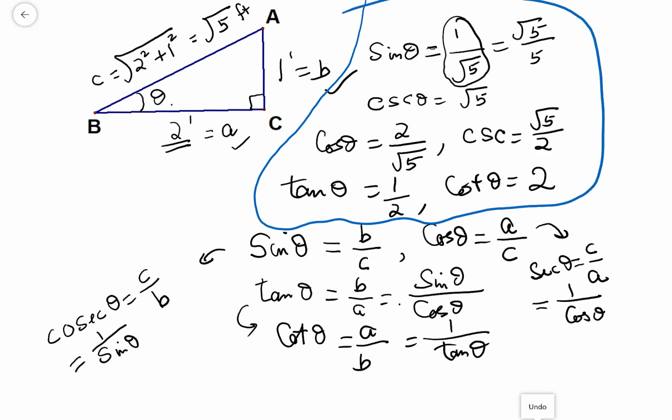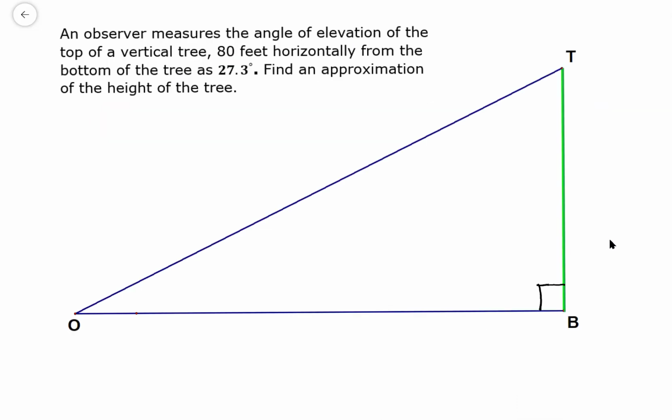All right, so let's look at this scenario where an observer measures the angle of elevation of the top of a vertical tree 80 feet horizontally from the bottom of the tree. So this is 80 feet, right? And here is the observer.